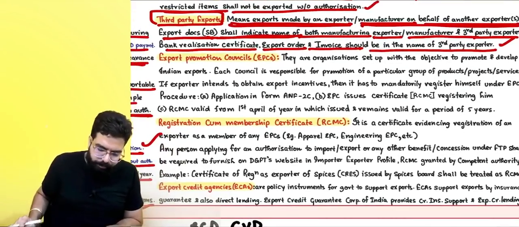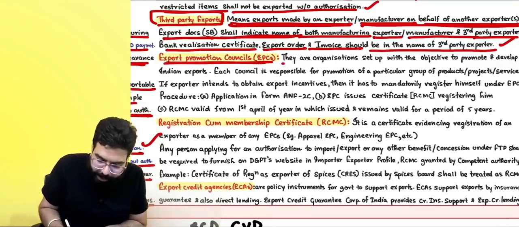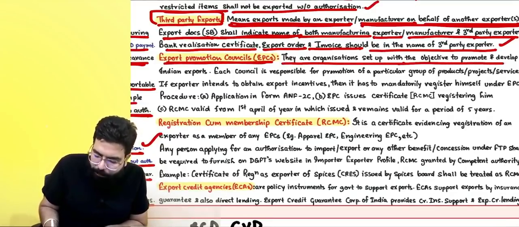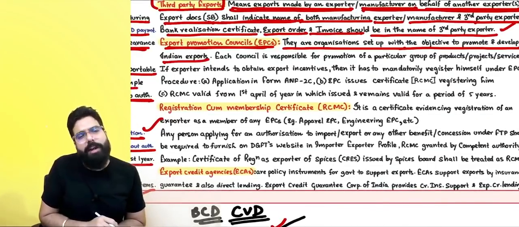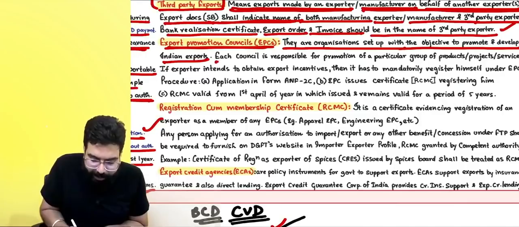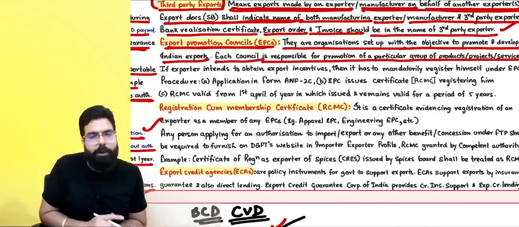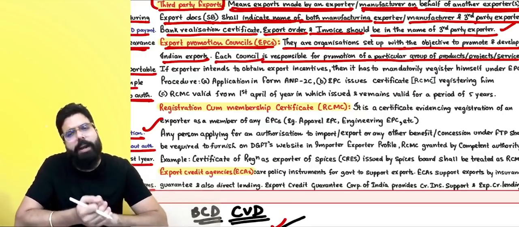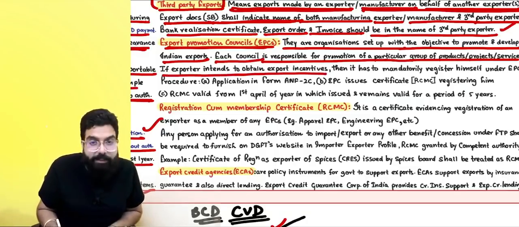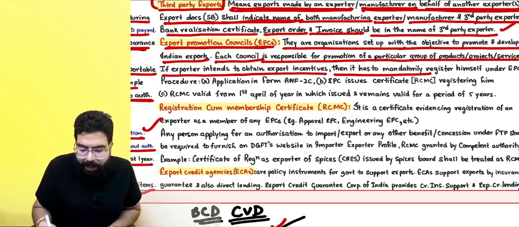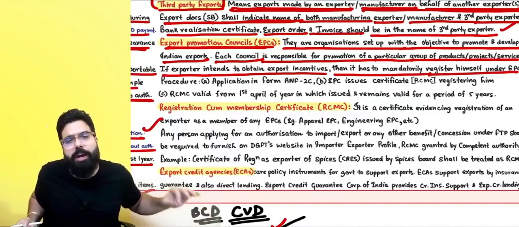Next, Export Promotion Council. Everyone over here. These are organizations set up with the objective to promote and develop Indian export. Export promotion councils are being set up. Each council is responsible for the promotion of a particular group of product or project or services. If an exporter intends to obtain export incentive, then he has to mandatorily register under an export promotion council.